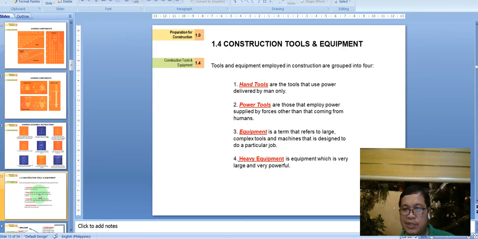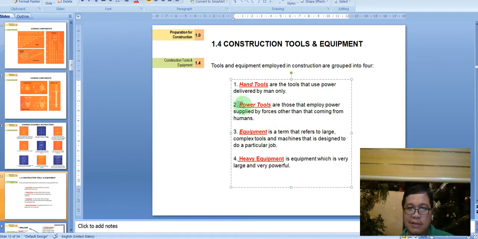So another important thing you must browse through are the different construction tools and equipment. As future architects, this is something that you should already have a grasp on. So you have your hand tools, then your power tools. Okay, class, this is really important. It's something you must familiarize yourselves with because it can save you a lot in terms of labor cost when you have your own construction firm someday. And then you have your equipment, and then the heavy equipment.